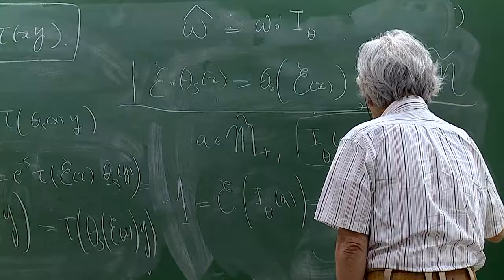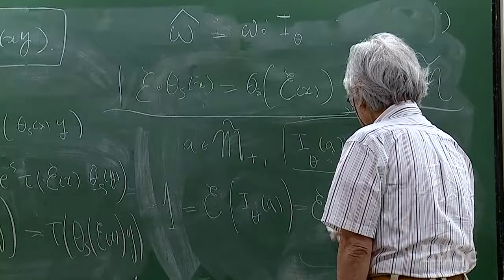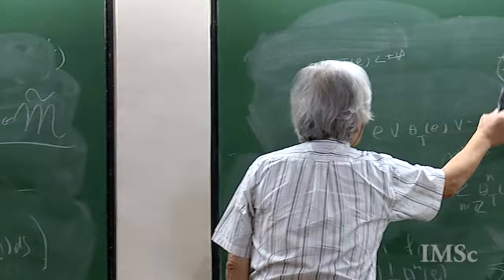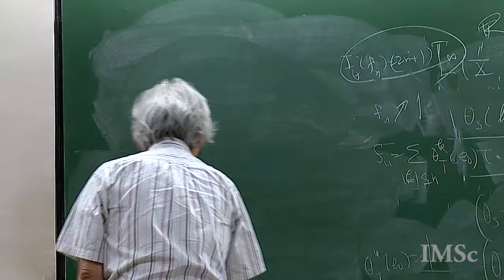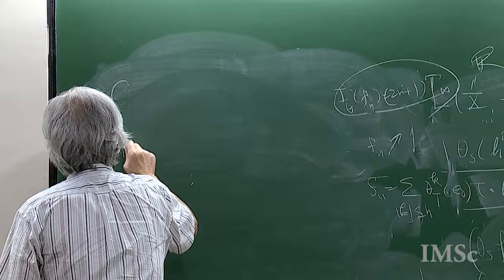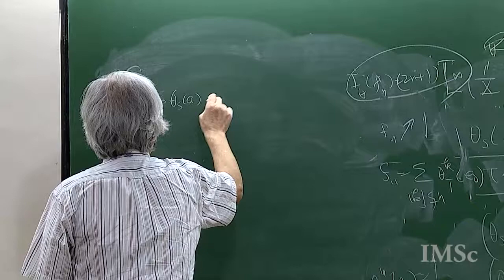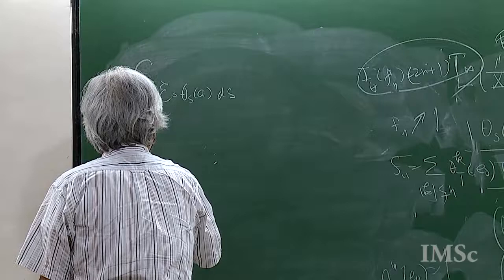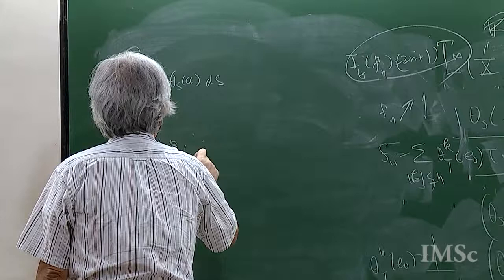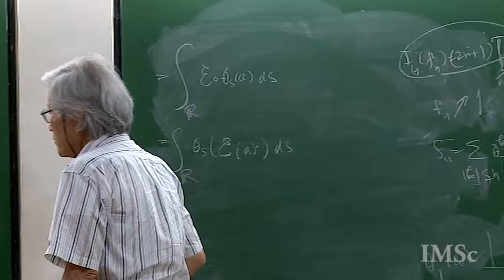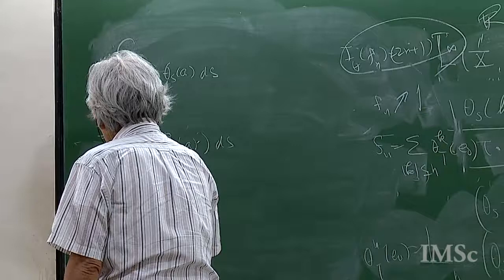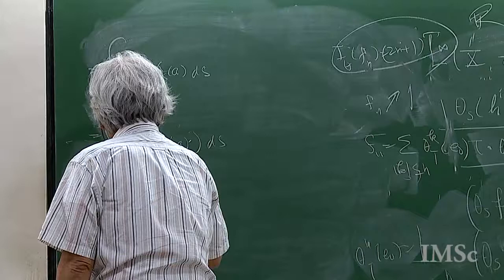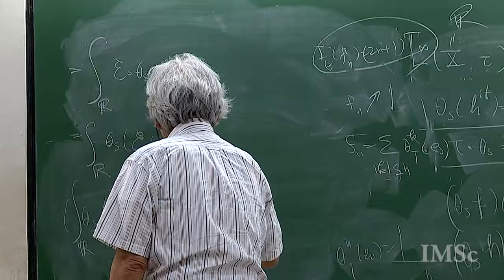E is a continuous operation, so you can let E go inside. So this is the integral over the real line of E circle theta S of A ds. We just proved this is equal to theta S of E of A ds. And then we evaluate at P and see what happened. Theta S, integration over the real line of E of A ds, evaluated at P, which we know is 1, but what is this?